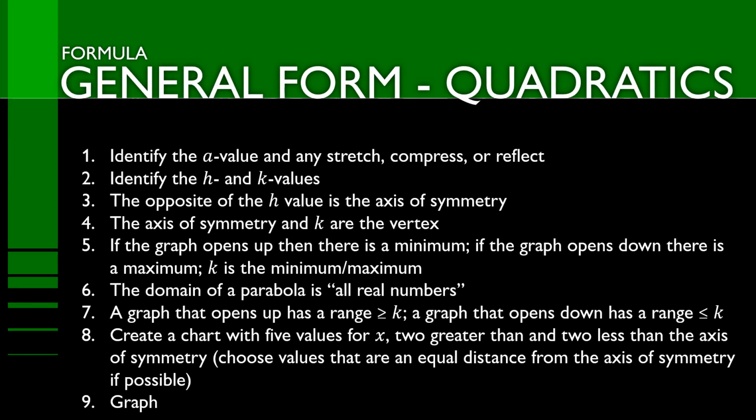The next step is you're going to create a chart with 5 values for x, 2 greater than and 2 less than the axis of symmetry. Choose values that are an equal distance from the axis of symmetry if possible. That way we end up with a symmetrical graph. And then the last step is to go ahead and graph it.